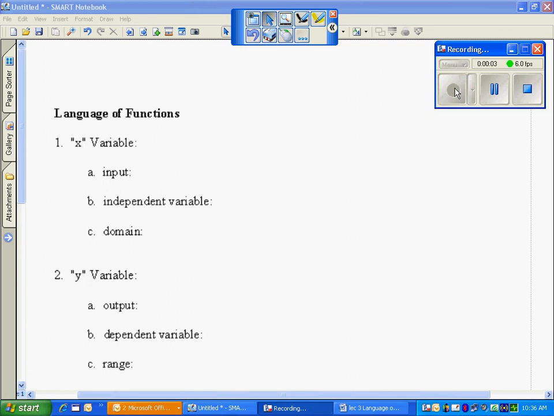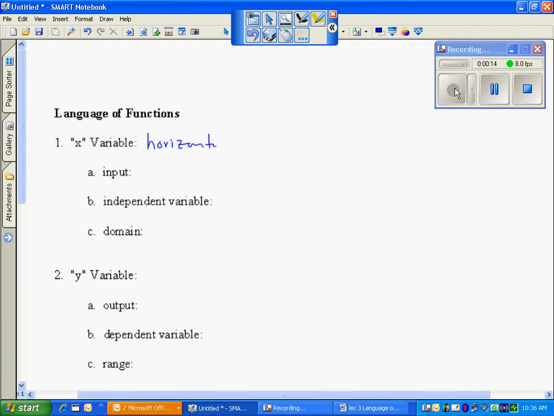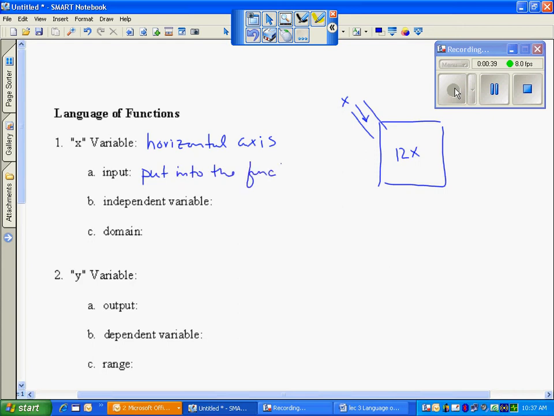Functions have a particular language or vocabulary that comes with them. We'll start with looking at the x variable, and that, found on a coordinate system, is the horizontal axis. And thinking of a function as a machine, my machine says take 12 times x. Into the machine goes a number, and this input is called that number. X goes into the machine, so it's put into the function. So I might let x be 3.